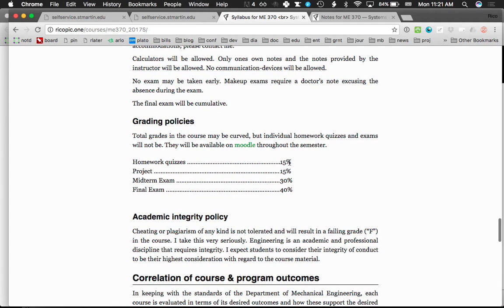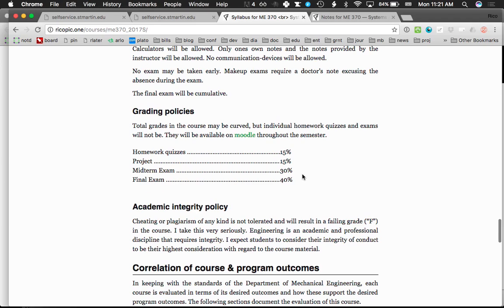Okay, grading policies: homework quizzes are worth 15%. Notice, not a whole lot of your grade, so cheating on them is not good. Project, 15%. So I put a lot of weight on that. It is very important. Midterm exam is only one in this class. So we're only going to do one midterm and a final. So 30 and 40%. Notice how highly weighted the class is towards taking those exams.